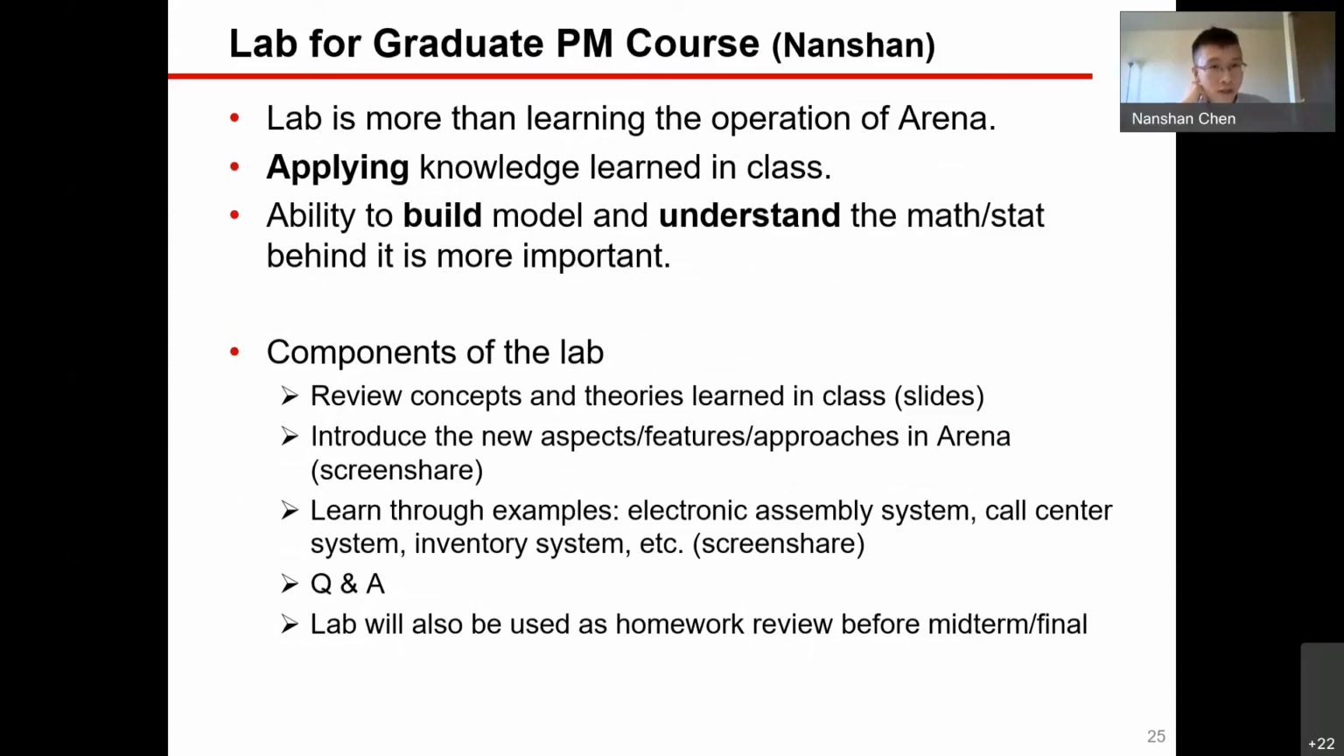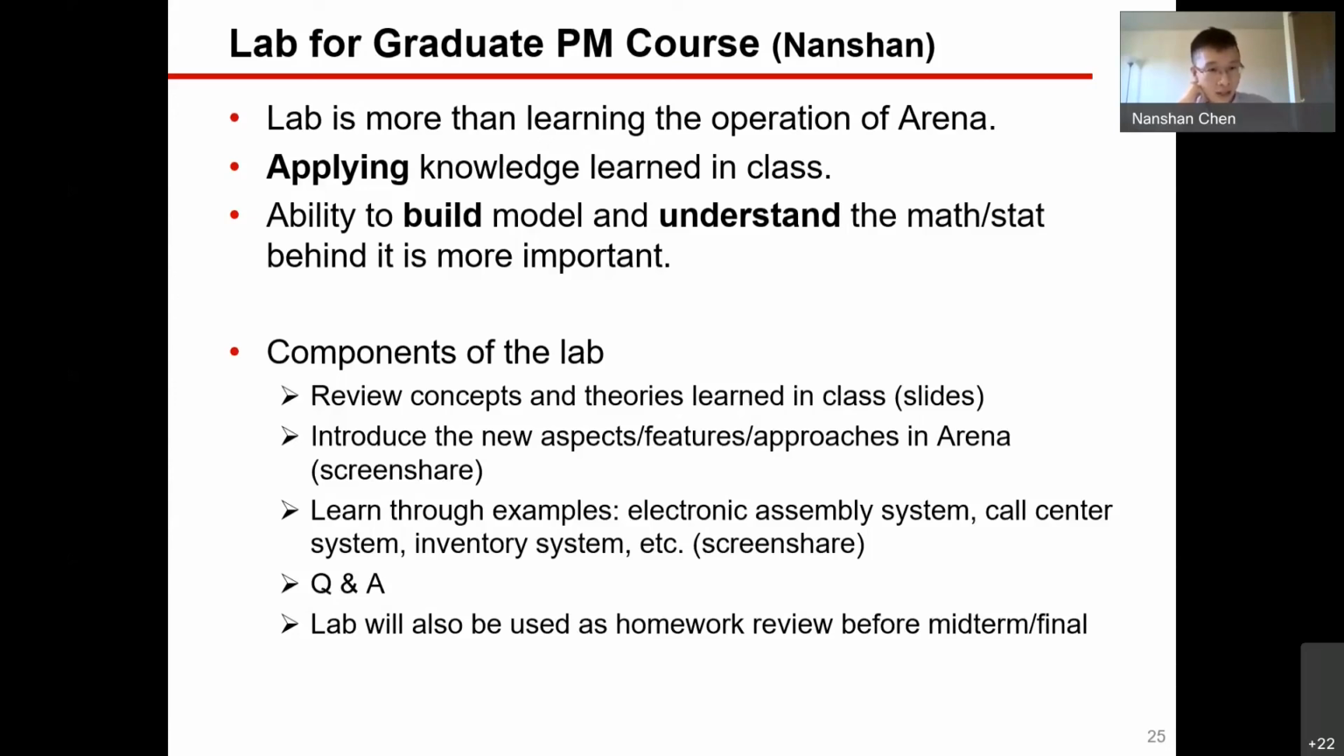So my major takeaway is that I found lab is more than just learning the operation of a software, for example, Arena. It's more about applying knowledge learned in the class to understand the math stack behind this thing and develop the ability to build a model even without the software. So the next time when you use another software or you use some coding language like Simulink of MATLAB or SymPy from Python, you can still get your hands on very quickly.